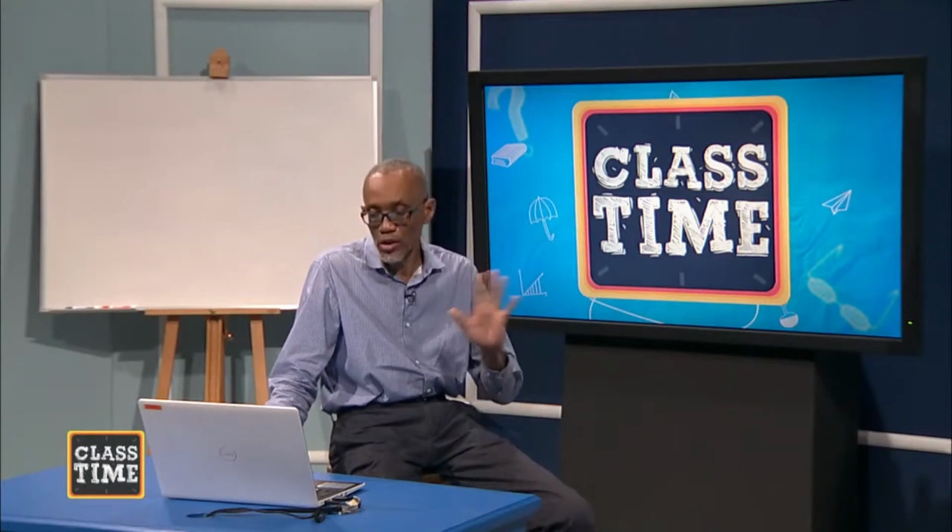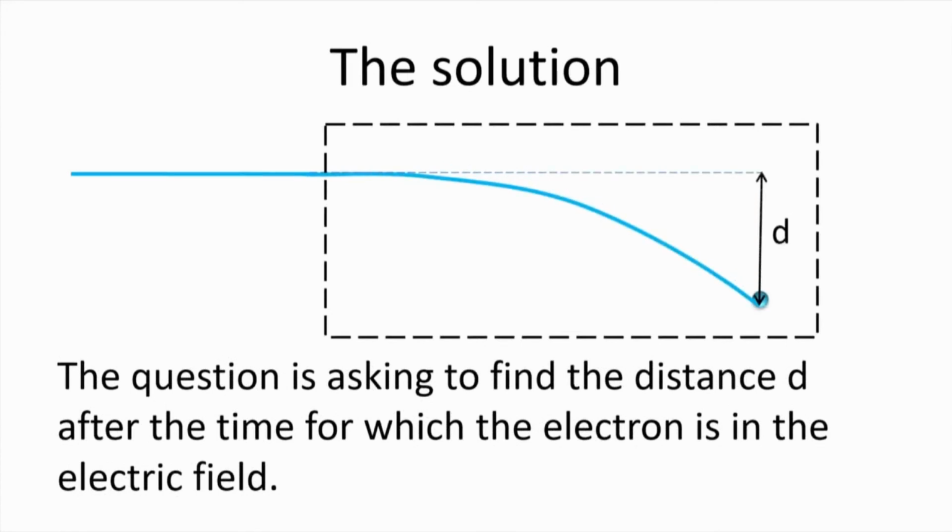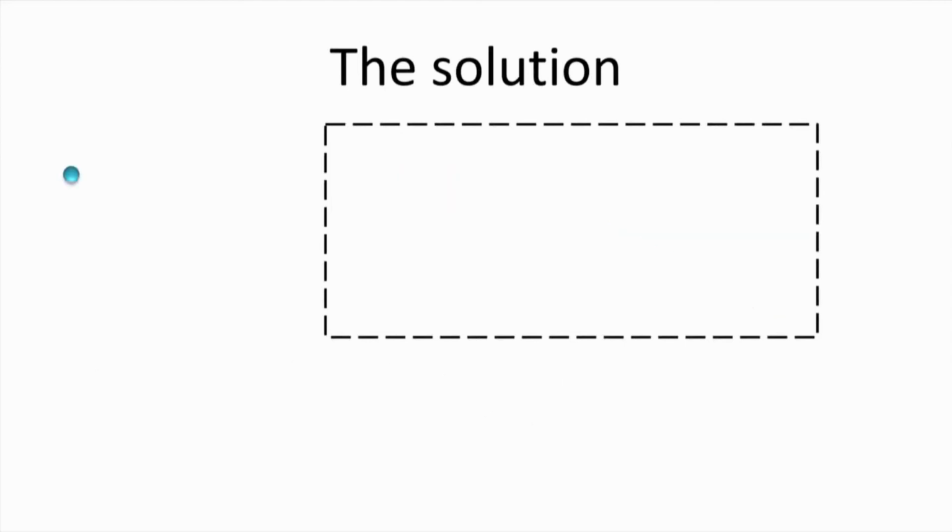All right, so the solution. Here we have the particle, and we want to look at what it is that the question is really asking us. The question is asking to find the distance d after the time for which the electron is in the electric field. So here the electron is traveling, let me go back a little bit. Here the electron is outside the field. This is the region of the field here. So the electron is outside the field.